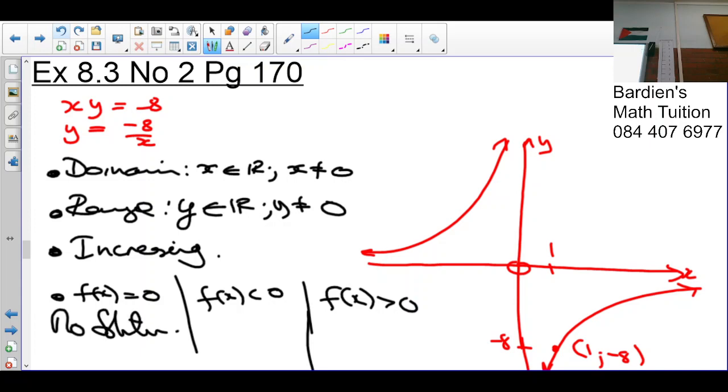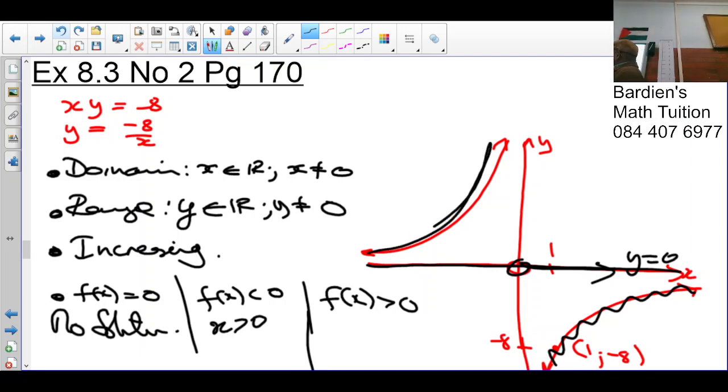Where's f of x less than 0? You see here? Where's f of x below this line? This whole part here is below the line, not so? In other words, x must be more than 0. And as you can see here, this part is above the line. Do you guys understand? Okay.